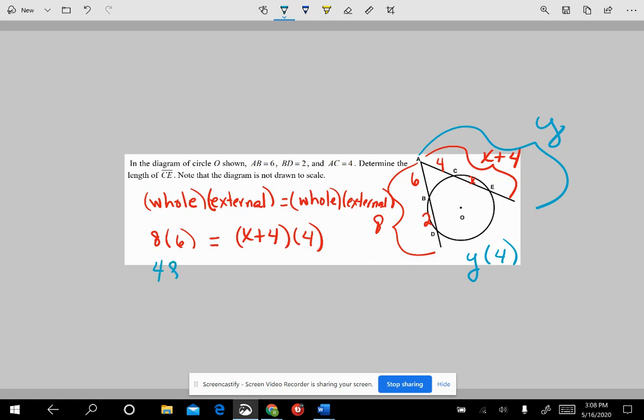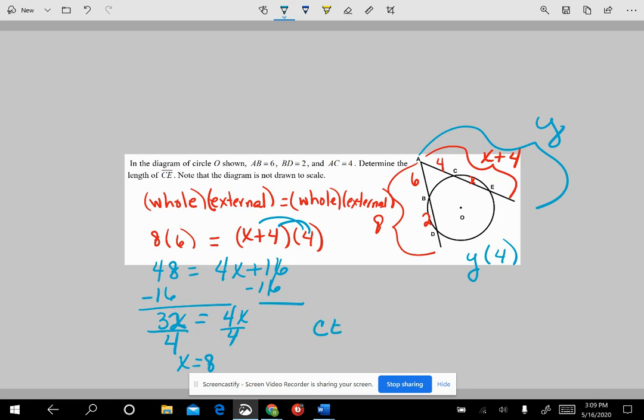So I have 48 equals, don't forget to distribute your 4x plus 16, subtract 16 from both sides. So I end up with 4x equals 32, and divide by 4. 32 divided by 4, so I end up getting x equals 8. So CE is equal to 8.